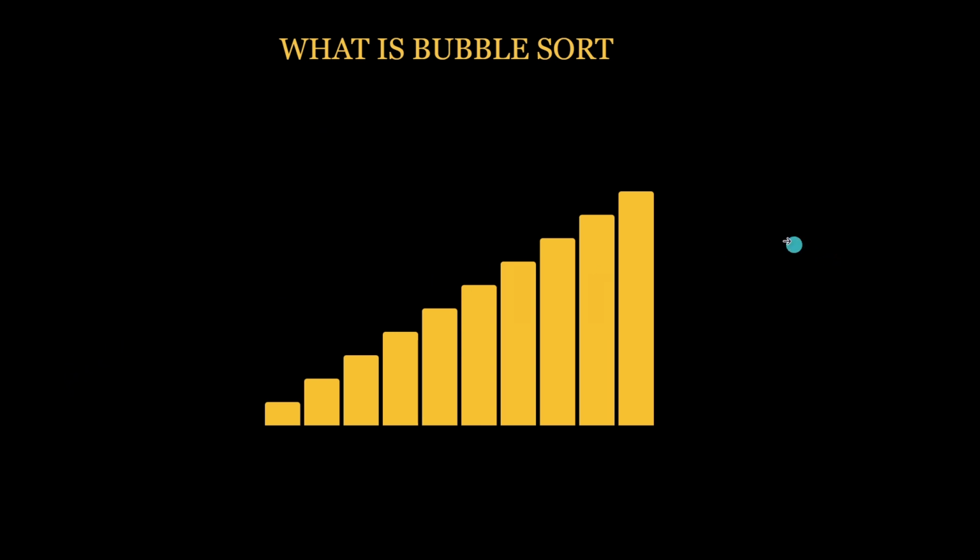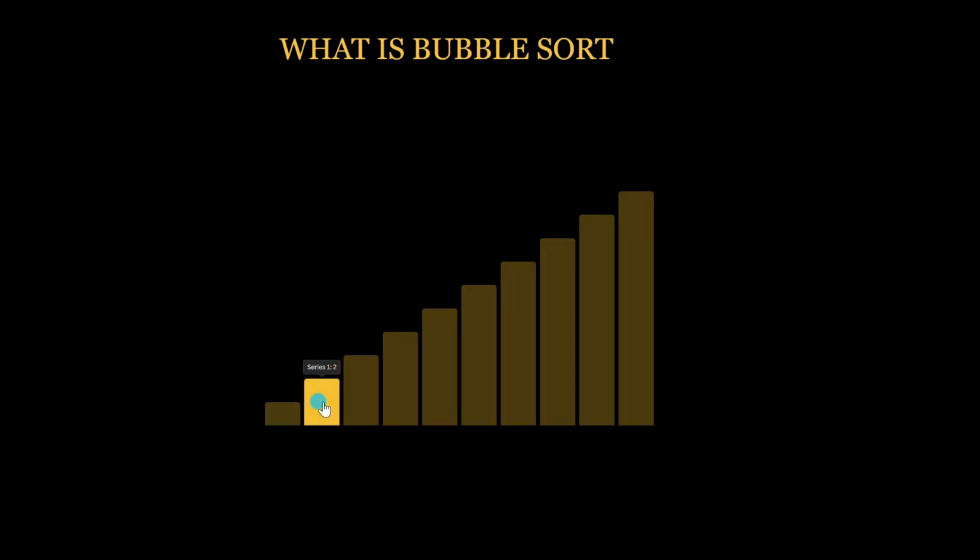Before that we have to understand what sorting is. Sorting means if you have an array with unsorted elements, after using some such algorithms we can arrange the values from the lowest value to the highest value, so that's called sorting. So in this video I will explain bubble sort.